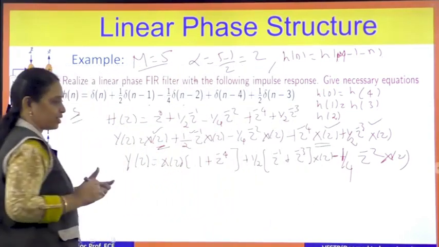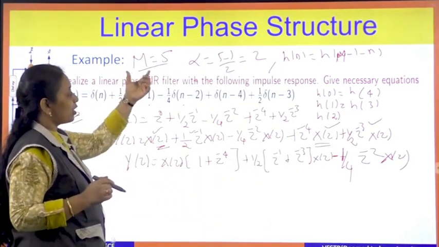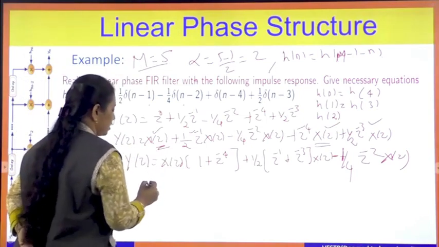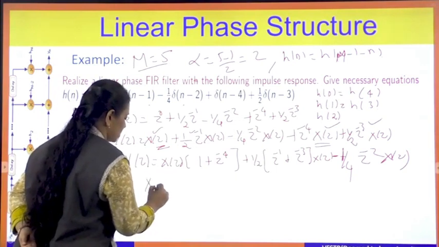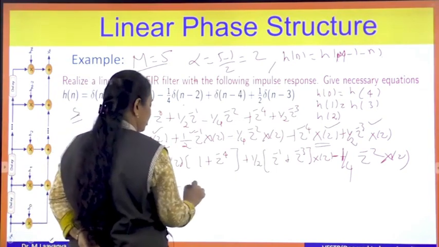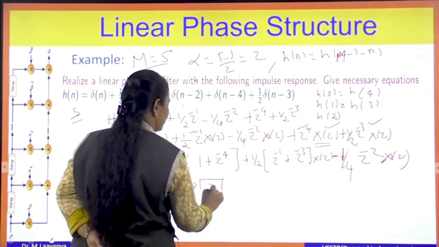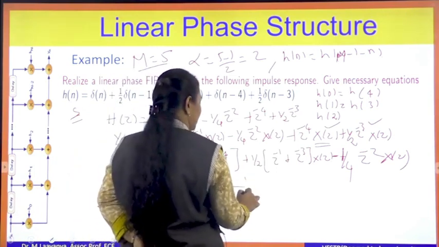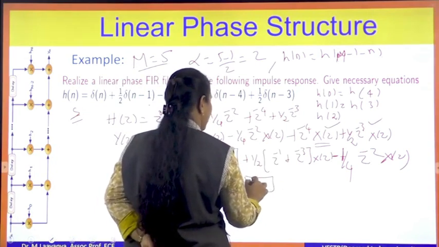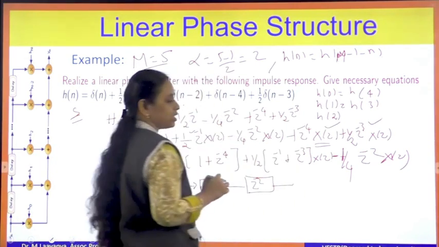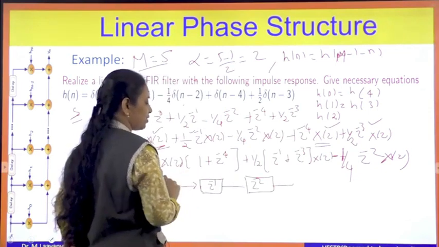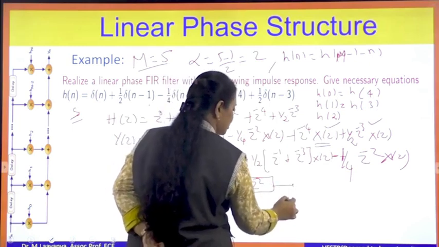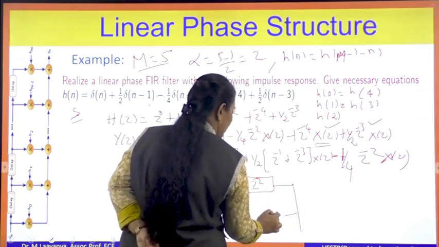So this is my structure. Let me draw it, and the m is odd. Odd means I will have even number on the top of the plane, that is the number of delays. So let me say x of z. First I will put a delay, so I will get x of z inverse. And again if I put a delay, I will have x of z power minus 2. So 2 delays I have taken. I will take even number of delays. X of z power minus 2 is my center of symmetry, so directly take it down.